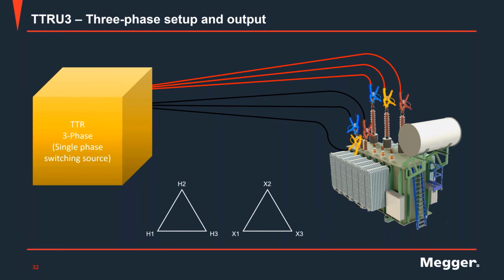But what happens when I run the test? I thought it was useful to show you. In this case, it's a delta-delta transformer. And again, I have a three-phase unit which has a single phase switching source internally. So when I press the play button or start the test, what the unit will do is first energize, in this case, phase A, get the measurement, switch then to phase B, get the results, switch then to phase C, and get the final number for this initial test.